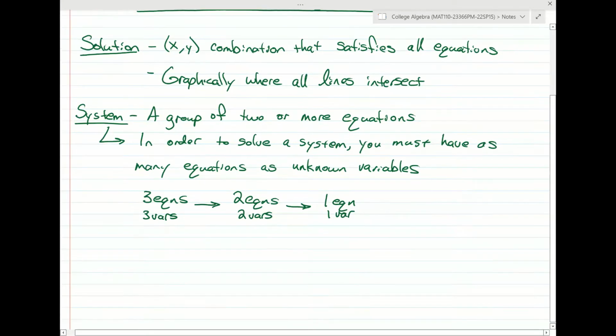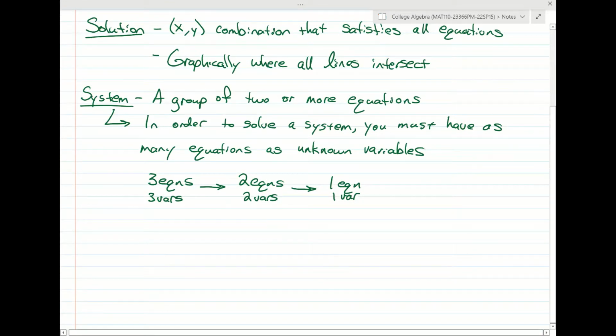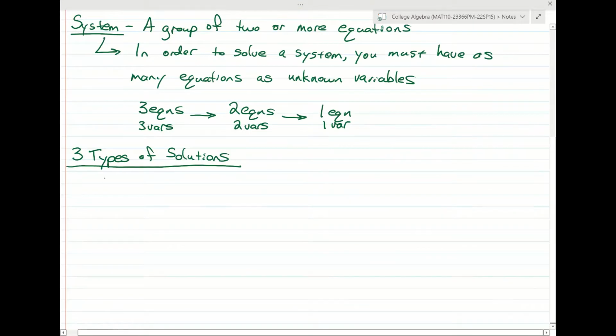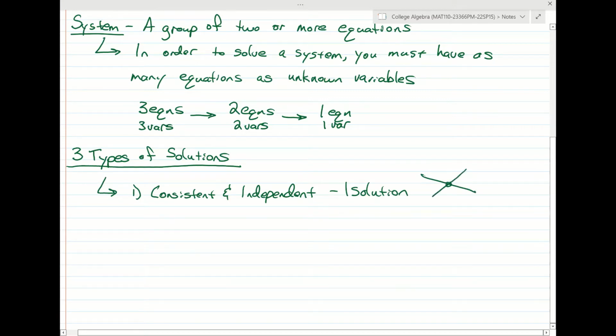Right? And I wanted to talk about one other thing here. I figured we'd get all the words out of the way from the start. There's 3 types of solutions. One type is called consistent and independent. And this just means that there's one solution. So we have 2 lines that cross in one place.